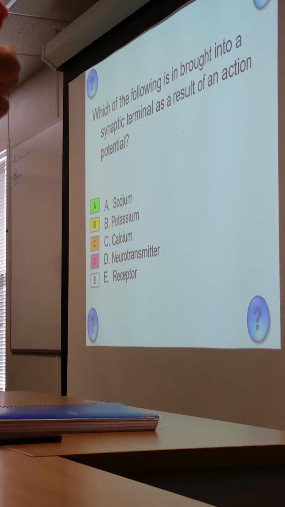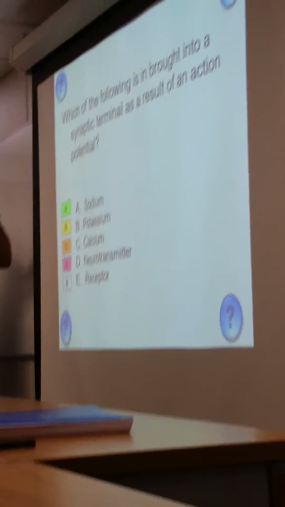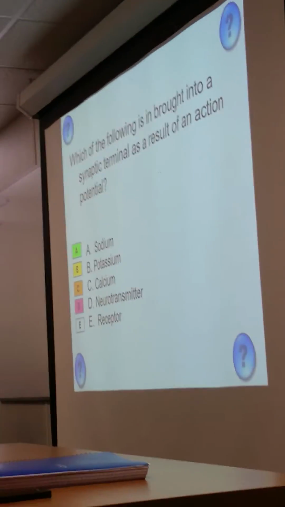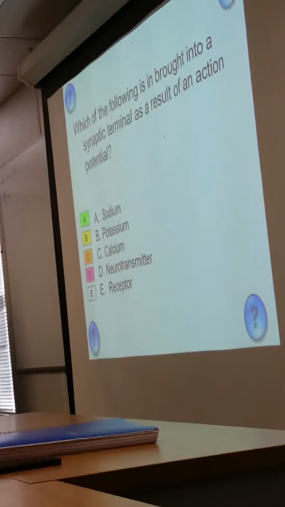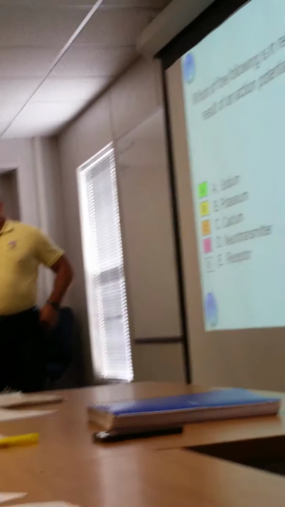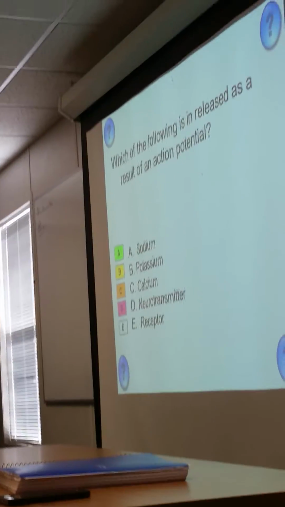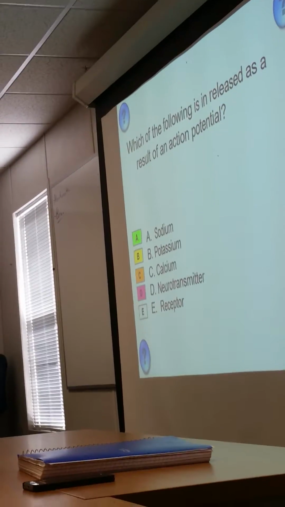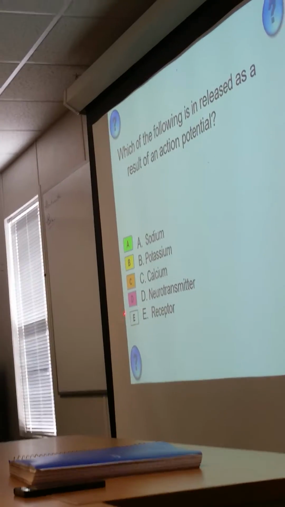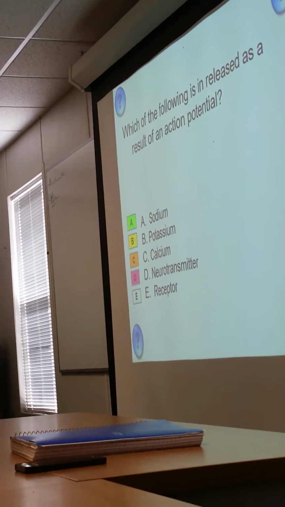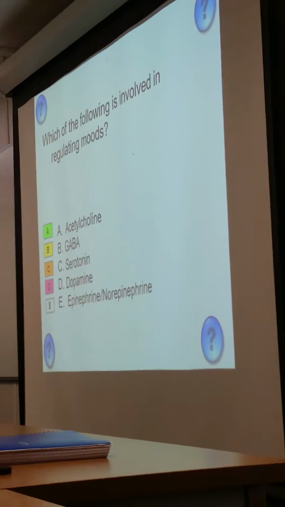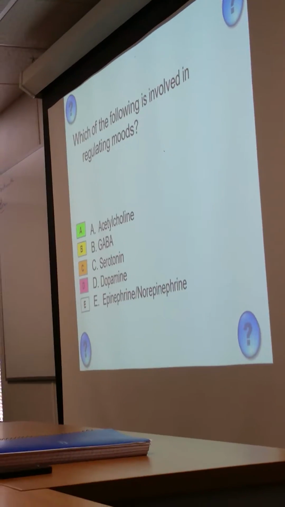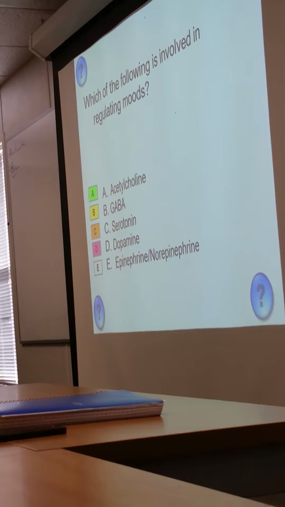Calcium. So here comes the action potential, and it gets to the synaptic terminal, and the first thing that happens is you bring in calcium. And then calcium allows you to release. Who's released from a synaptic terminal? The neurotransmitter is released from the synaptic terminal. So which of the following is regulated or involved in regulating moods?